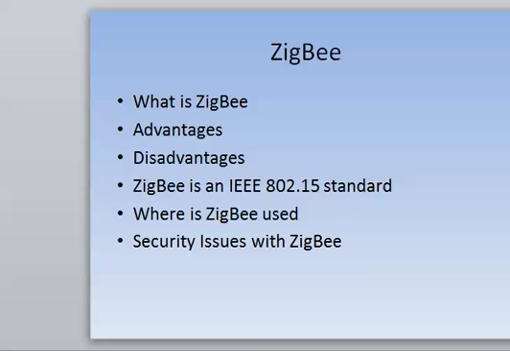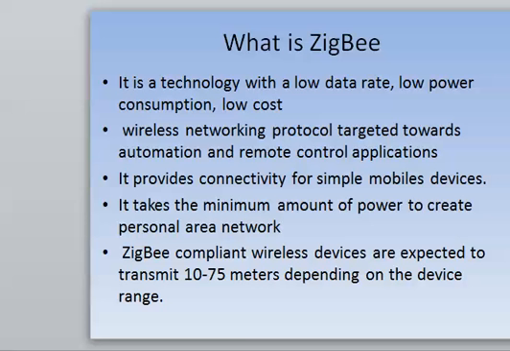ZigBee is a specification for a suite of high-level communication protocols used to create a personal area network built from small, low-power digital radios. It's a technology with lower cost, lower power consumption, and a lower data transfer rate. It provides connectivity for any simple mobile device, such as a remote control, a monitoring system, a temperature monitoring system, or any wireless device. It takes a minimum of electricity or battery power to create this personal area network.